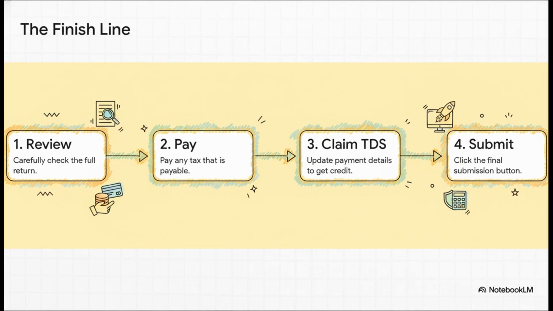1, you're going to review everything. Click that View Return button and give it a good look over. 2, if you owe anything, you'll pay it online or with a challan. 3, and this is important, make sure you update the payment section with your payment details and any TDS to get credit. And finally, number 4, you get to click that Final Submission button with complete confidence.